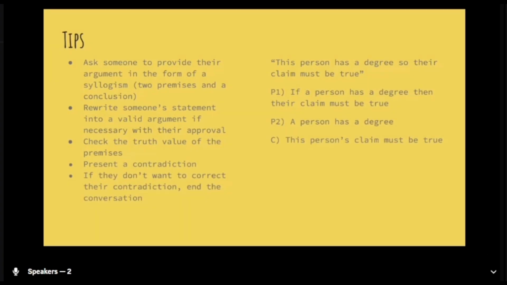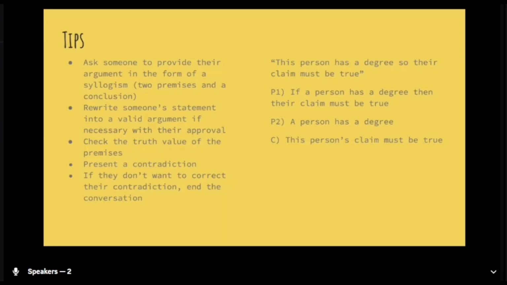For example, with that example there, this person has a degree, their claim must be true. I would write it out like this. If they are not able to provide a syllogism, you might feel interested to write out the argument and see if they'll agree that that is their argument. In this case, P1, if a person has a degree, then their claim must be true. Premise 2, a person has a degree. Conclusion, this person's claim must be true. Then I'll check through the truth value of the premises, and then I'll just deny the first premise. Just the fact that a person has a degree, I don't think that their claim is automatically true.